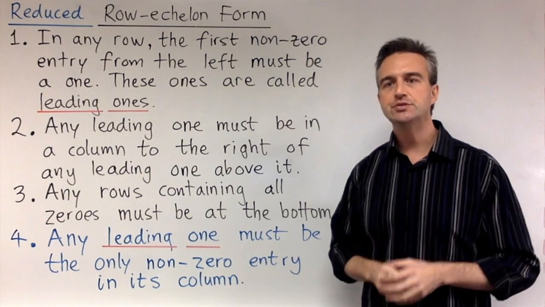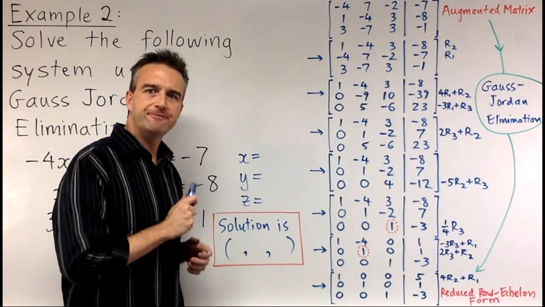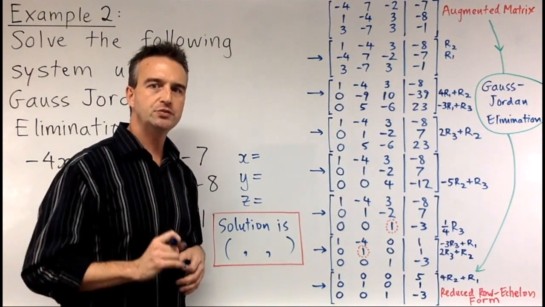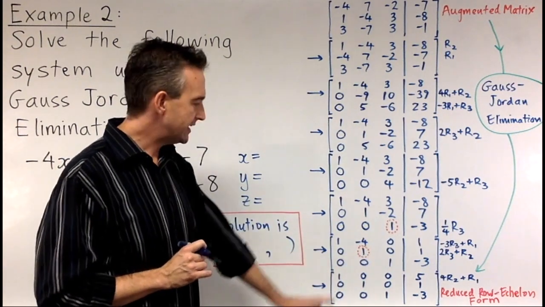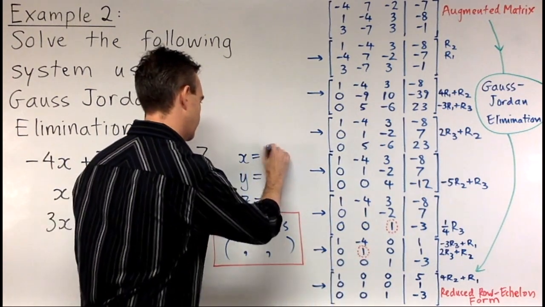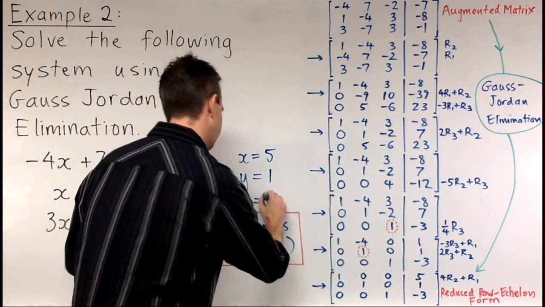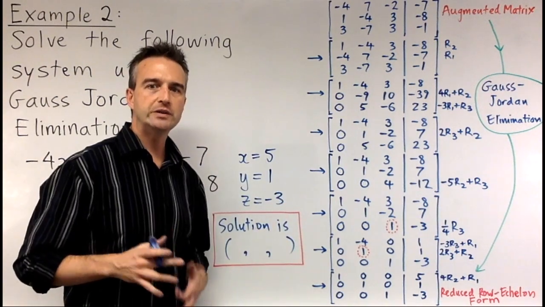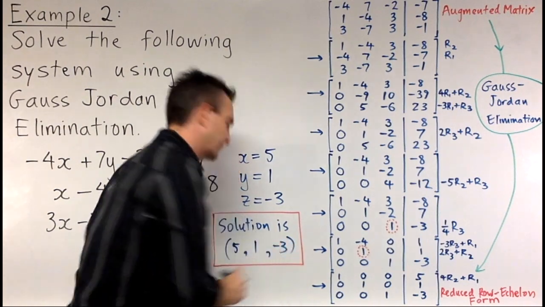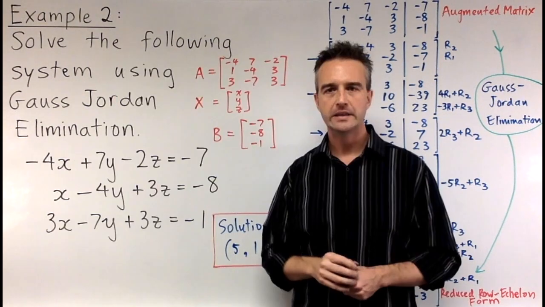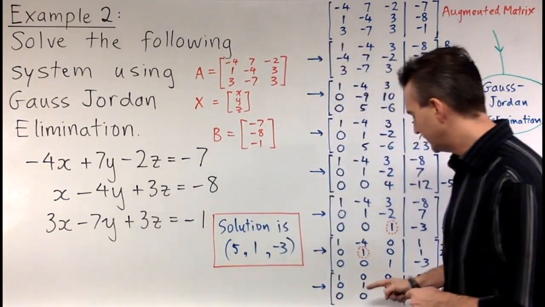So there we have it, reduced row echelon form, and the 4 criteria that define it. Let's go back and finish our example 2. Once we're in reduced row echelon form, we can simply read off the solutions. Hopefully you can see that x is 5, and y is 1, and z is negative 3. Or if you like, we can write it as the ordered triple 5, 1, negative 3.